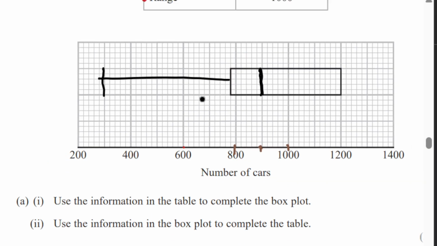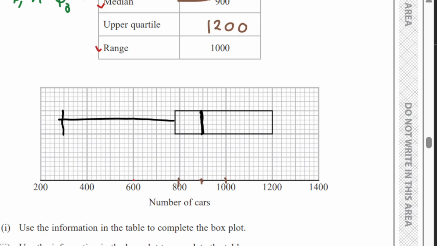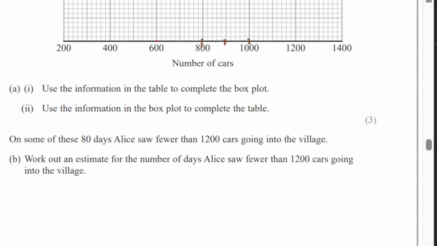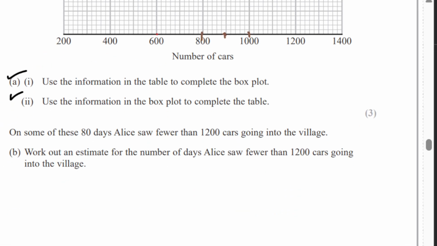And finally, we need to find the biggest number. Since the range is 1000 and the range is the biggest number minus the smallest number, what could be the biggest number? What number minus 300 equals 1000? That's 1300, which is here. And that's it. We finished part A. We completed the table and we completed the box plot.